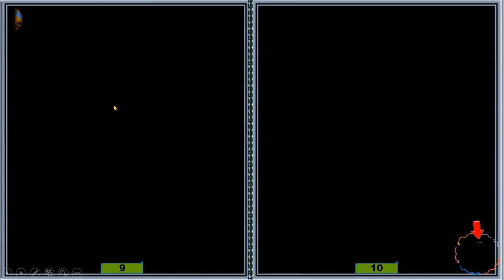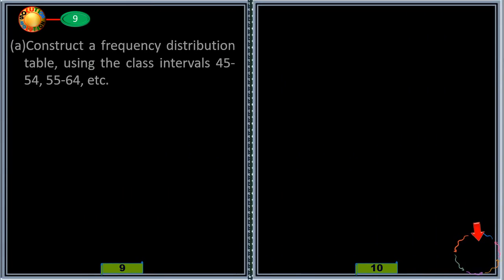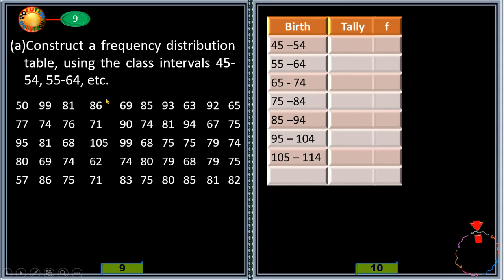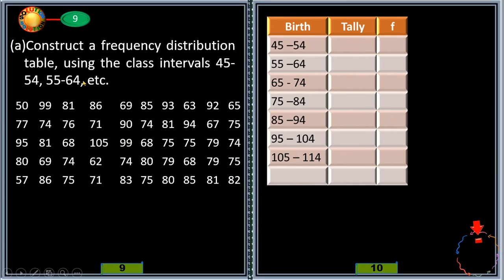We are going to solve the question together now. The first question: construct a frequency distribution table using the class intervals of 45 to 54, 55 to 64, etc. These are the set of data we are going to use to prepare this frequency distribution table, and then we are going to prepare the classes for the number of births in this particular local government area. The first class will be 45 to 54. Second class, 55 to 64, down to 105 to 114.